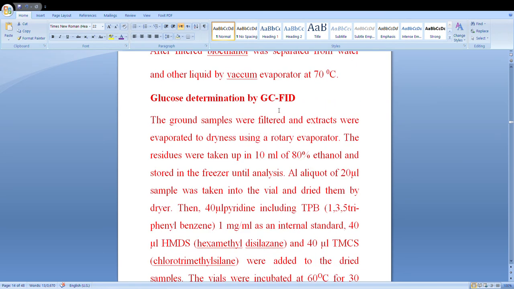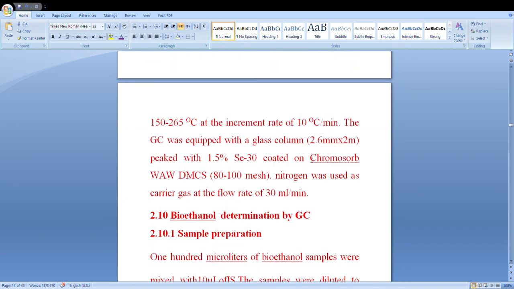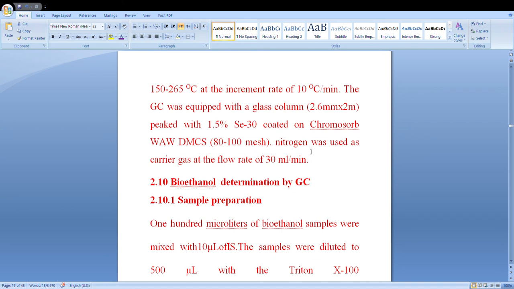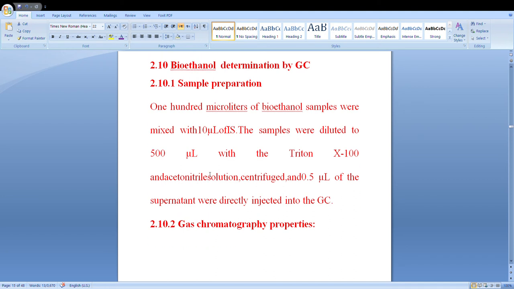Glucose determination by GC-FID. The ground samples were filtered, and the extracts were evaporated to dryness using a rotary evaporator, maintaining different properties such as temperature, yeast content, and others. The column contains nitrogen. Then this is the sample preparation. Usually 100 microliters of the bioethanol sample were mixed with others, and the sample was diluted to 500 microliters with Triton. This is the sample preparation for the GC and FID test.